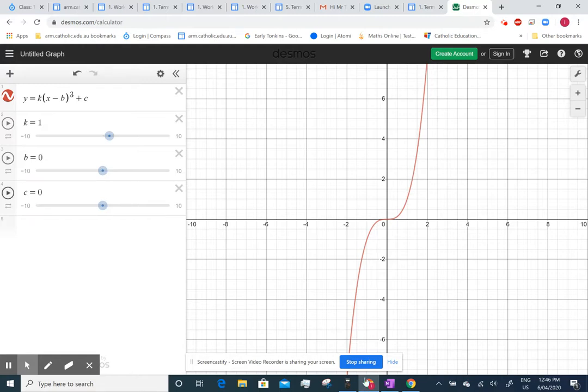And that's c. I know it doesn't look like it's with the y, but if we subtracted it over the other side, it would be. And as you can observe, it just moves it up or down. And an added bonus is that if it's written like that, the c will tell you the y-intercept.